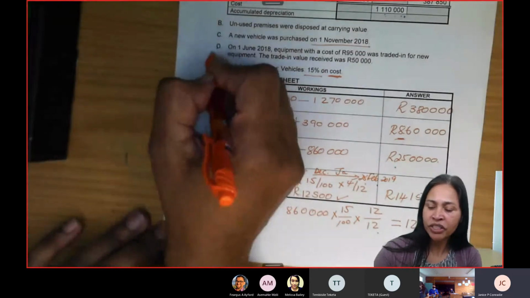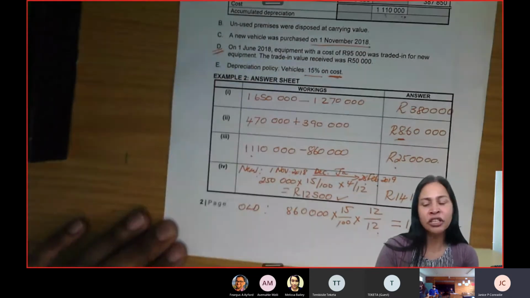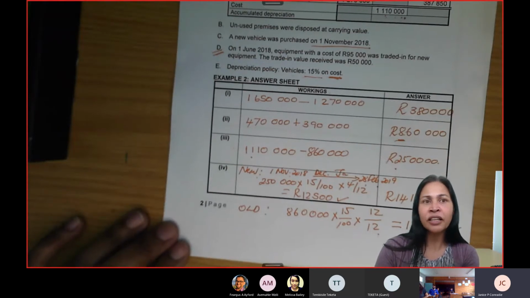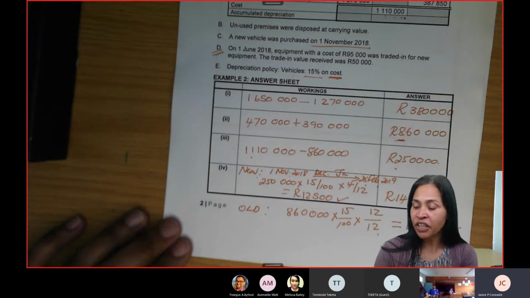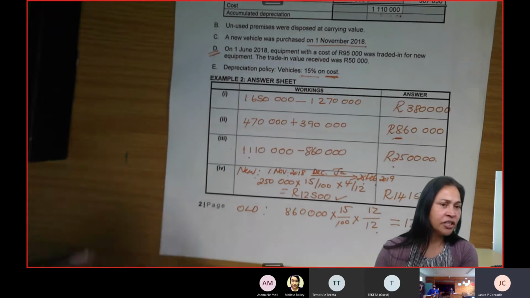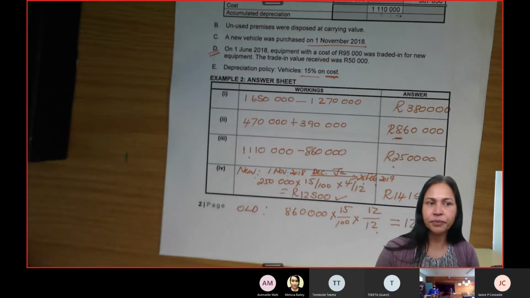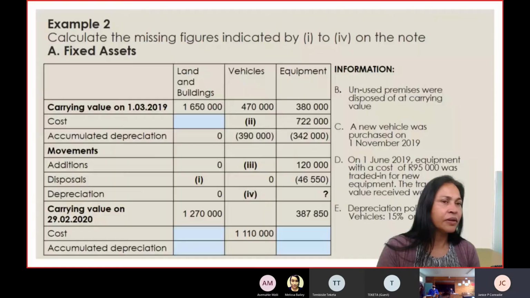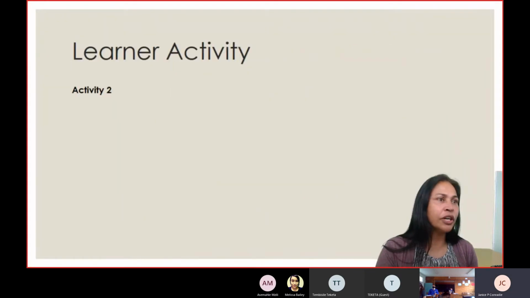We are not going to deal with D. D you can do as your own consolidation because that deals with your asset disposal. All information is there. So if you want to practice, you can either determine the disposal, which is given there. You can determine the profit or the sale of the asset. You can draw up an asset disposal account using that information provided to you in D. Any questions at this stage? And if not, then we are going to look at our activity.